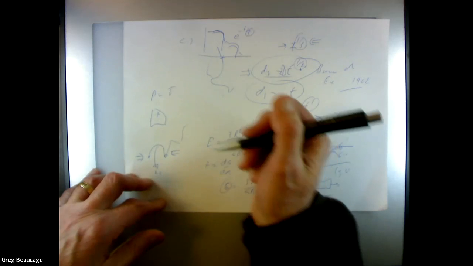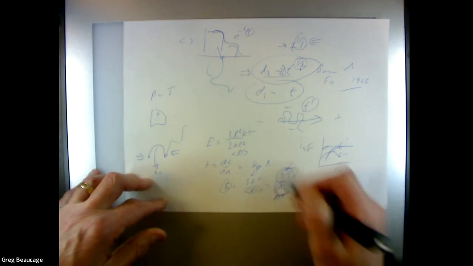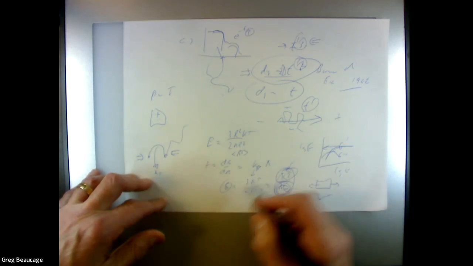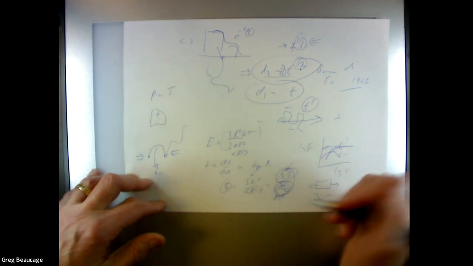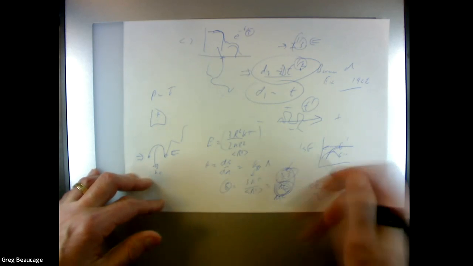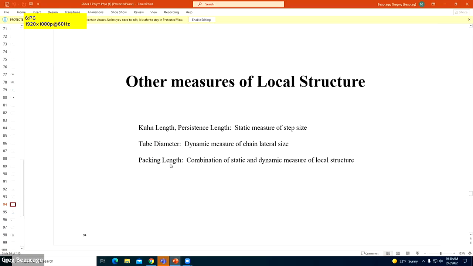Pressure is proportional to temperature. So anyway, this is the ideal gas law, and it's kind of like this Gaussian chain business, one of the molecular weight. So anyway, I mentioned that because this packing length uses that.